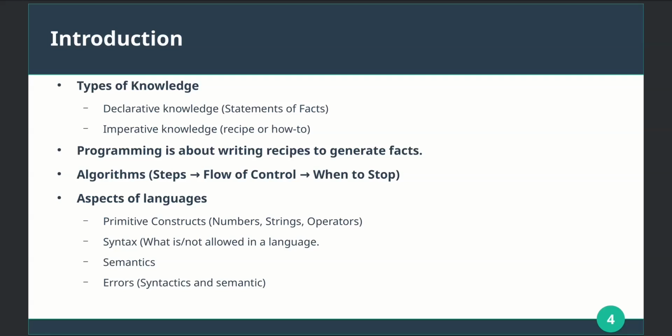Imperative knowledge focuses more on the procedures or the steps. Generally, programming is about writing recipes to generate facts. That means we're going to be using more of imperative knowledge when we write computer program code. Look at it this way. When I say list out all even numbers, you do not have to go about explaining every step it takes. You just list out even numbers, possibly let's say from the range of 1 to 10. So you have 2, 4, 6, 8 and 10.